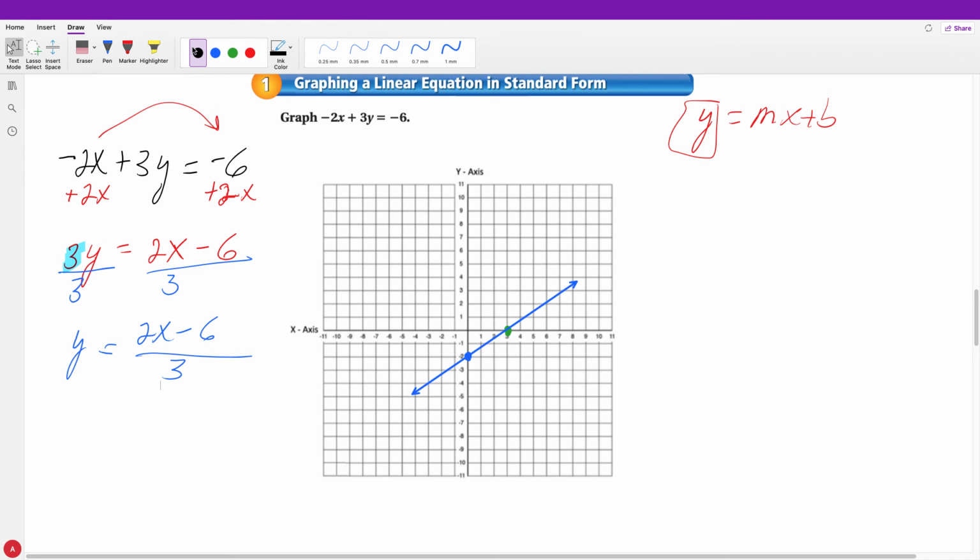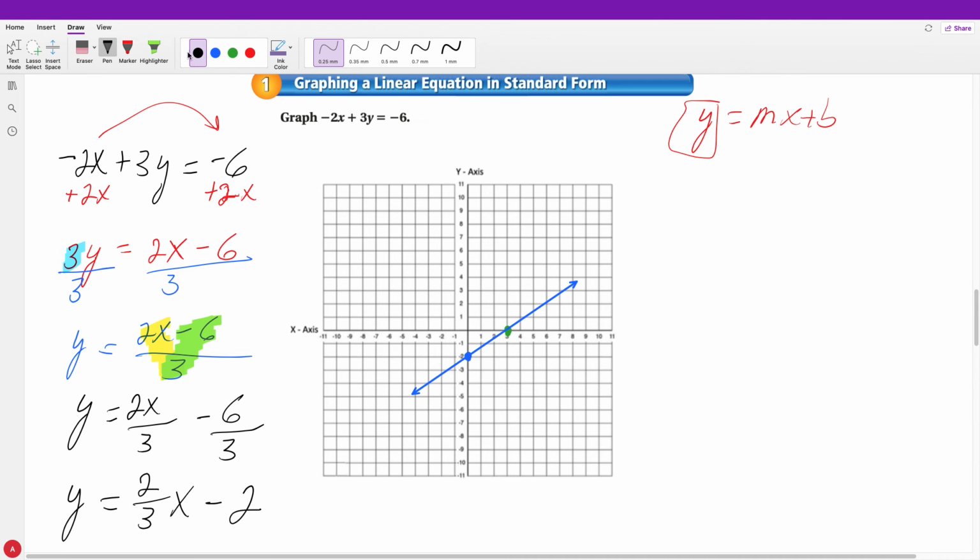Now I told you in the last unit that you could leave it like this for now. However, once we get into graphing in standard form, we need to separate these. So I actually need to create 2 different fractions: one with my 2x and my 3, and another with this -6 and 3. So I will have y is equal to 2x over 3 minus 6 over 3, and I will look to simplify. 2 over 3 can't simplify, so it's 2/3 x, and 6 over 3 reduces to 2, so it is -2.